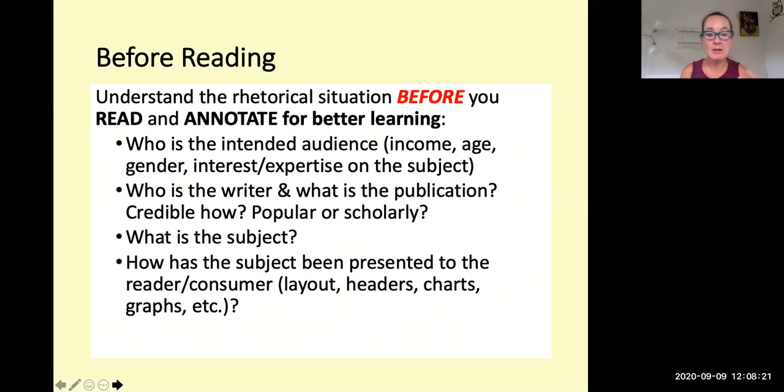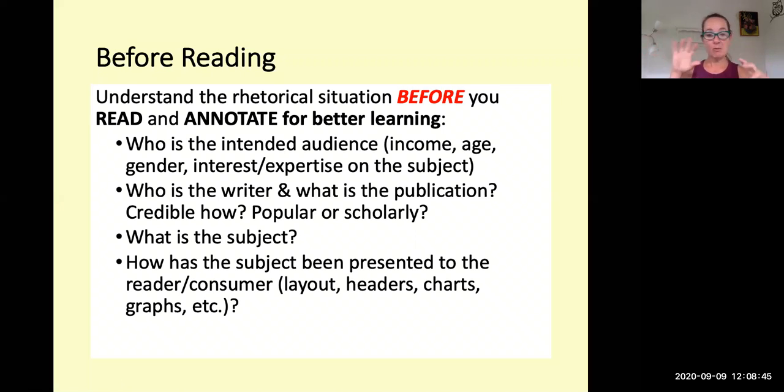Are they an expert or are they a journalist? And if they're a journalist, what's the publication and how credible is that? And then you just want to think about the publication in terms of whether it's popular or scholarly. So scholarly meaning a peer-reviewed journal that's written by experts for other experts versus popular, Time Magazine, Newsweek, Rolling Stone, all that. What's the subject and how has the subject been presented to the reader or consumer?